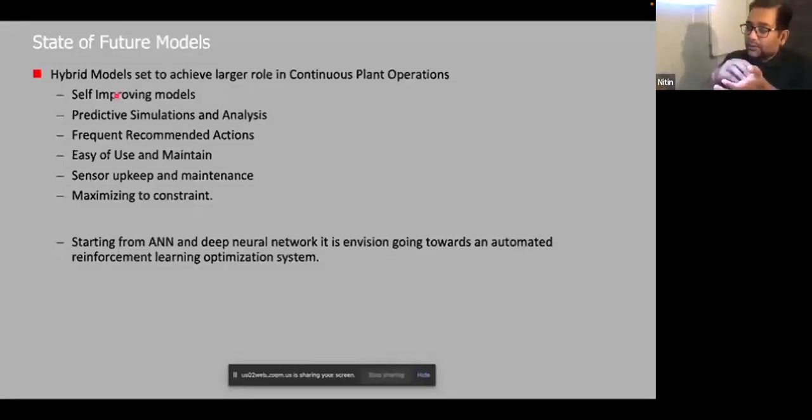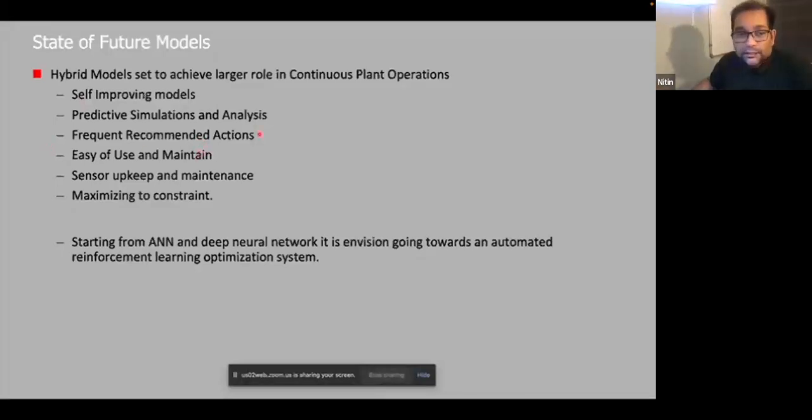Similarly, if you put a model on a machine, from the time it is very new to the time it has degraded, the model which is running that machine should also improve its understanding. So that's where I want to tell you that this is a self-improving model, which is almost close to a human operator. Okay, there could be a good amount of predictive simulation and analysis use cases.